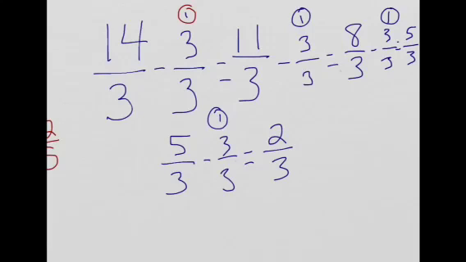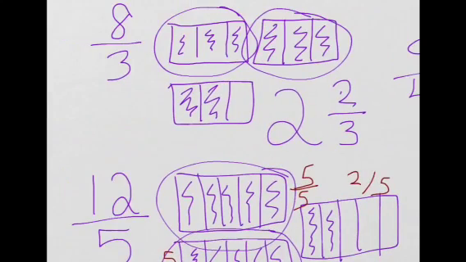So now I just need to count how many wholes I had. I had 1, 2, 3, 4, and 2 thirds. So my answer is going to be 4 and 2 thirds. Alright, and so now I'm going to give you a problem to do. I have run out of room on my screen, so let me just erase.